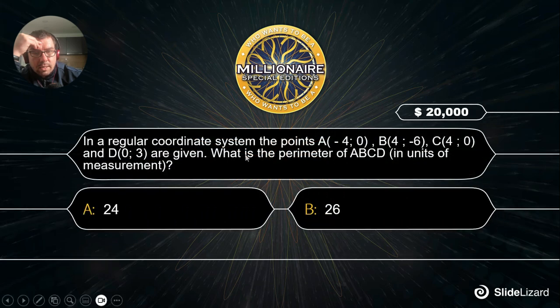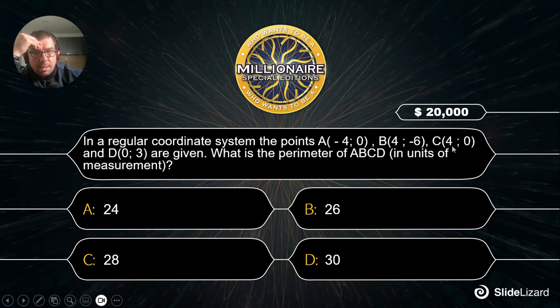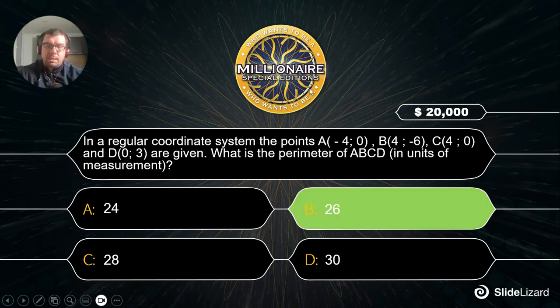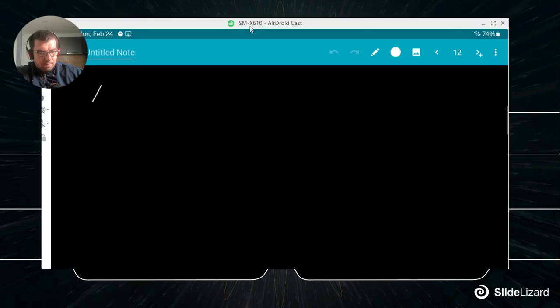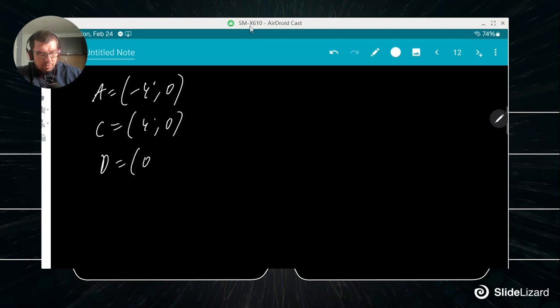In a regular coordinate system, the points A, B, C, and D are given. What is the perimeter of ABCD in units of measurement? Did you find B, 26? 26 is correct. Let's solve it together. A is minus 4, 0, C is 4, 0, D is 0, 3, and B is 4 minus 6.